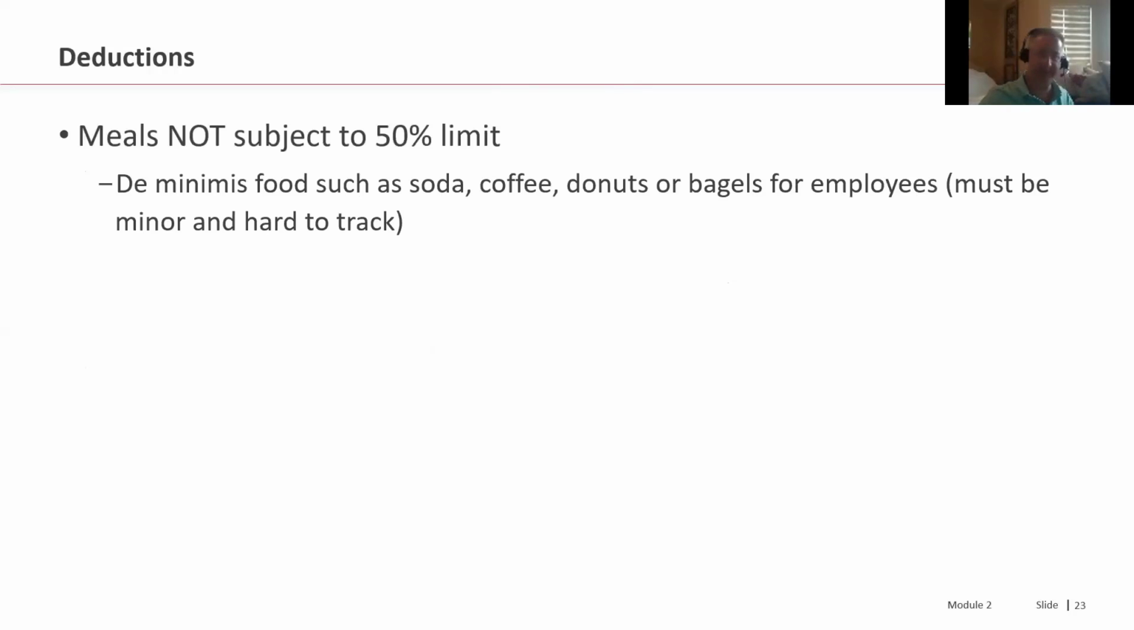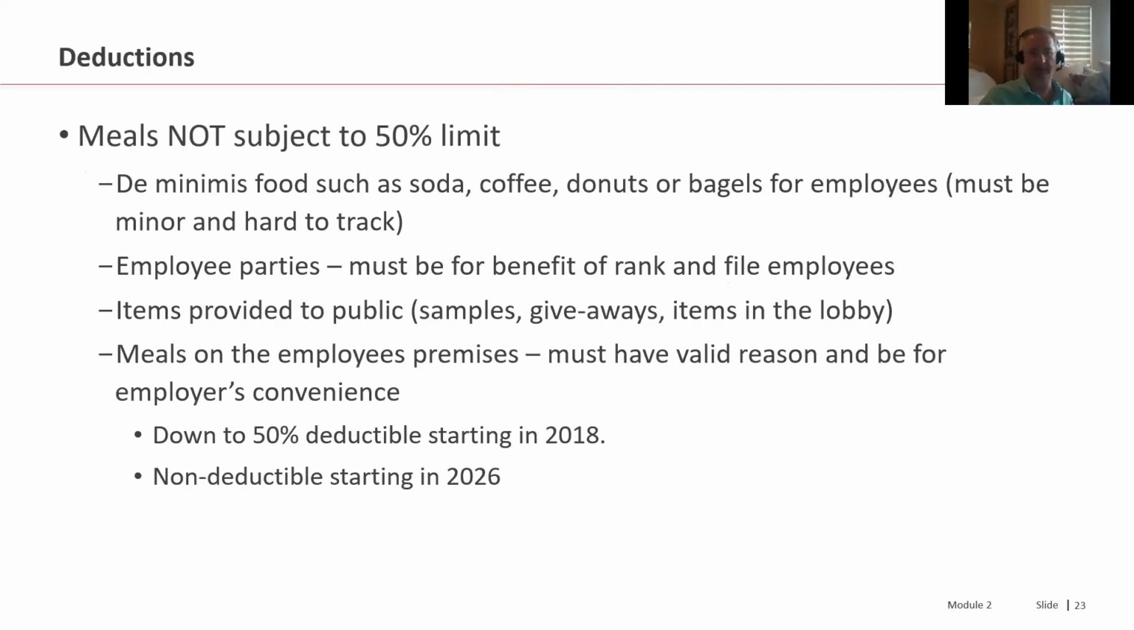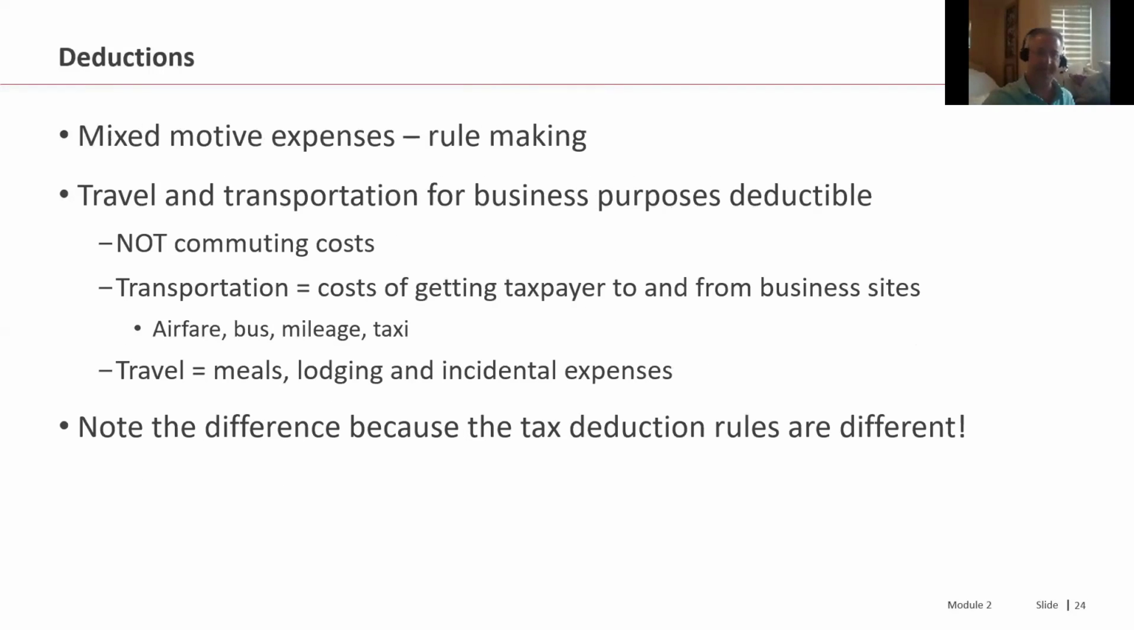All right, so we talked about some meals that were not subject to the 50% limit. We talked about that one. We talked about that one. Items provided to the public. So if you have a giveaway table at a booth or something, those are 100% deductible. And meals on the employee's premises. I believe we also talked about this earlier. It's down to 50% deductible, and then they're non-deductible starting in 2026.